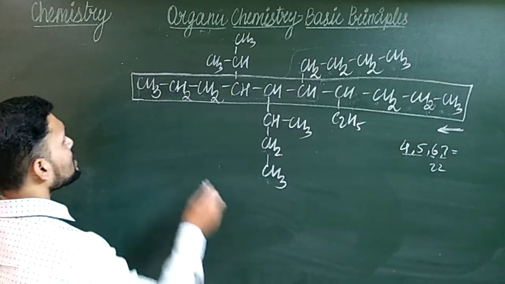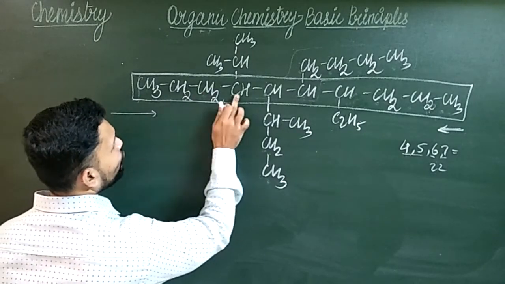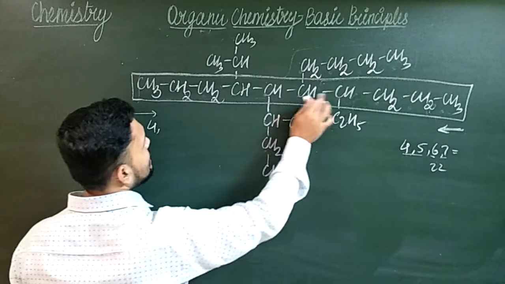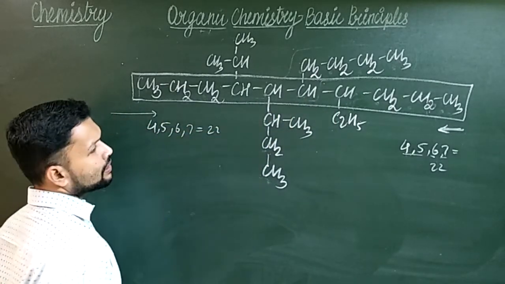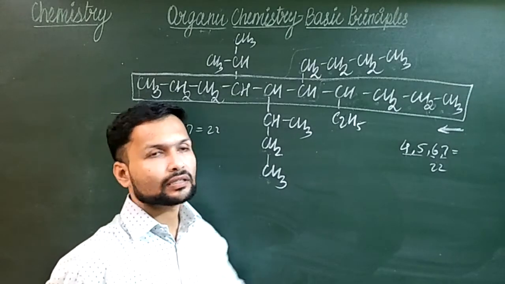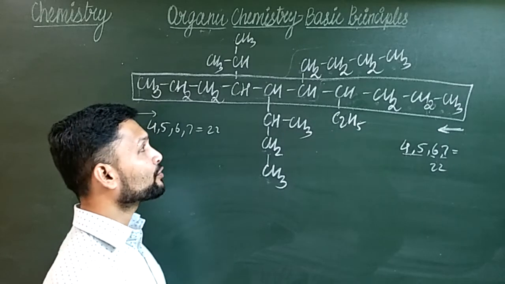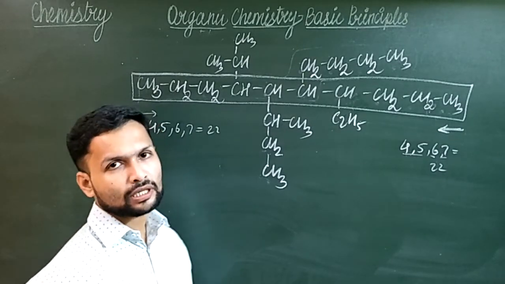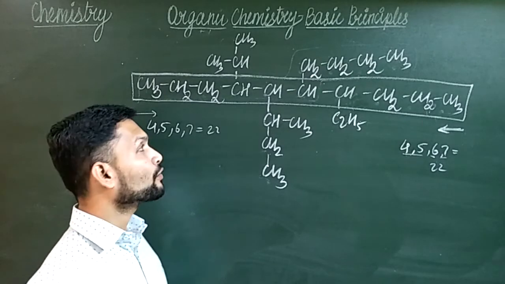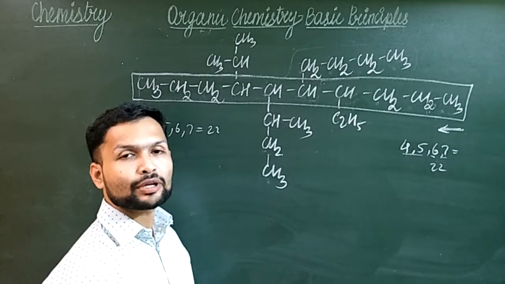Okay, now go from this side. Again 1 2 3 4 5 6 7. Now from here also the numbers are the same, which means the locants are coming the same. Now there is a sub rule. If the locant numbers, or the sum of the total locant numbers, are the same, then you have to choose from that end or from that branch which is alphabetically coming first.